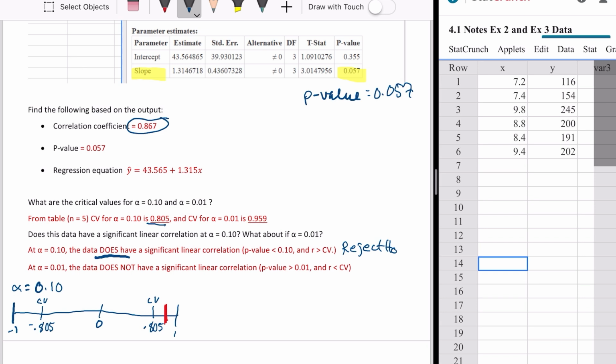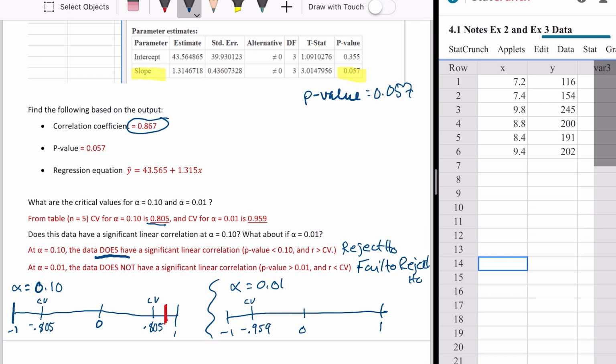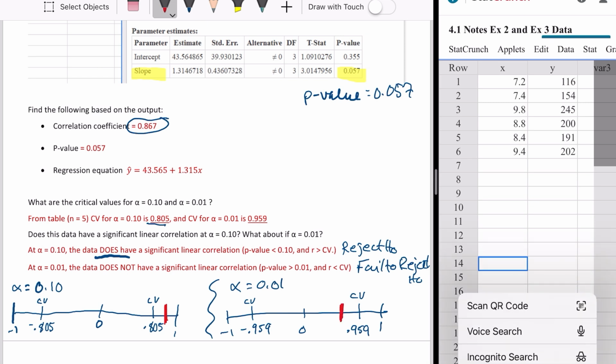Let's do the other level. So for the other alpha, 0.01, I would fail to reject because that correlation coefficient is not going to be in the rejection area. If I've got from -1 to 1, the critical values were a lot bigger. They were 0.959. So that correlation coefficient of 0.867 is not bigger than 0.959, and it's not in the shaded rejection region.